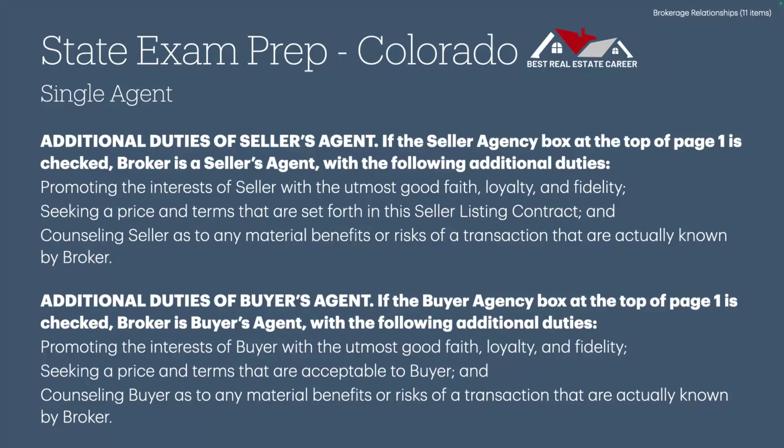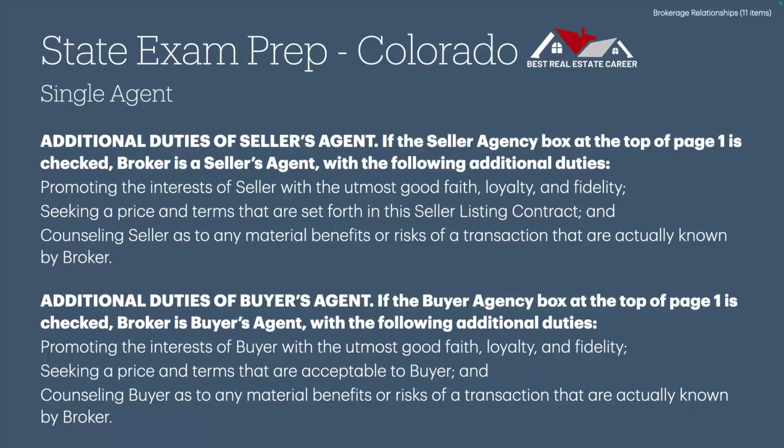Now, on the buyer side, same thing. It says additional duties of a buyer's agent. If the buyer agency box at the top of page 1 is checked, broker is a buyer's agent with the following additional duties: promoting the interests of a buyer with the utmost good faith, loyalty, and fidelity, seeking a price and terms that are acceptable to the buyer, and counseling the buyer as to any material benefits or risks of a transaction that are actually known by the broker.